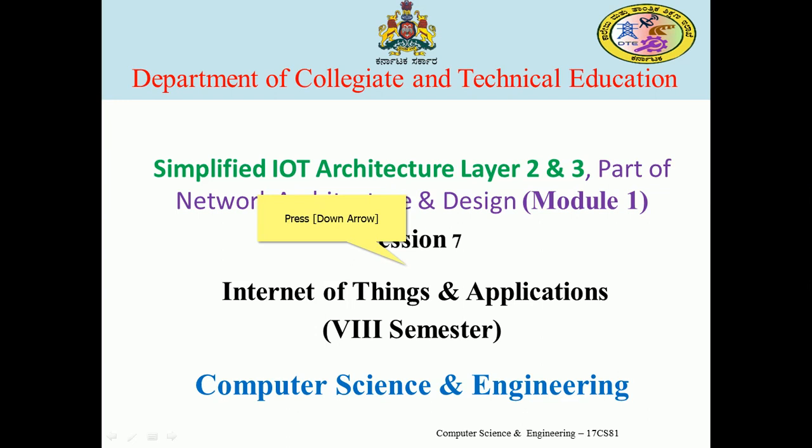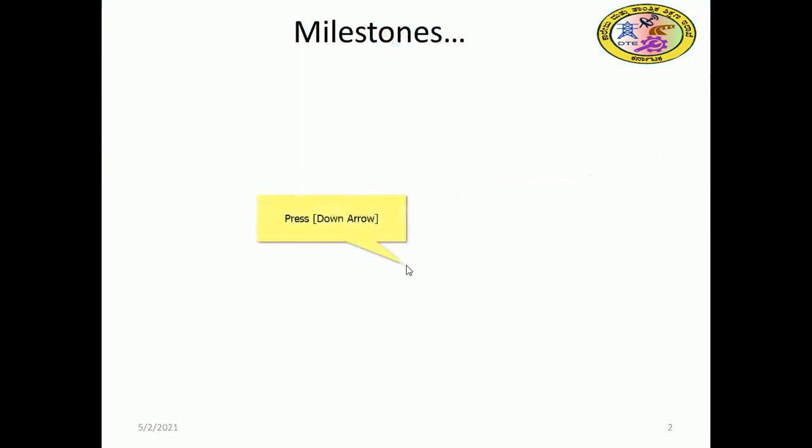That is the communication network, communication protocol. This is part of the network architecture and design model 1, session 7, the Internet of Things and application, for the 7th semester as a part of the computer science and engineering course. So let me continue the presentation milestones of this session.